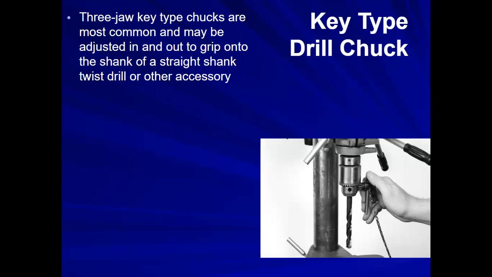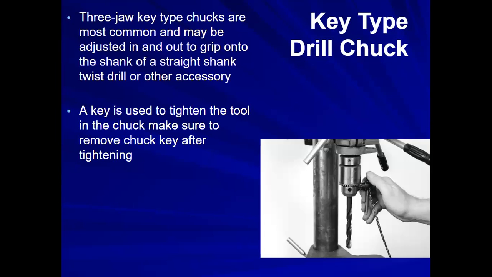So 3-jaw type chucks are most common, and may be adjusted in and out to grip onto the shank of a straight shank twist drill or other accessory. Sometimes people will put a buffing wheel on there and use it as a portable buffing stand. I just use those tools as they're intended, so I only use them for twist drills.